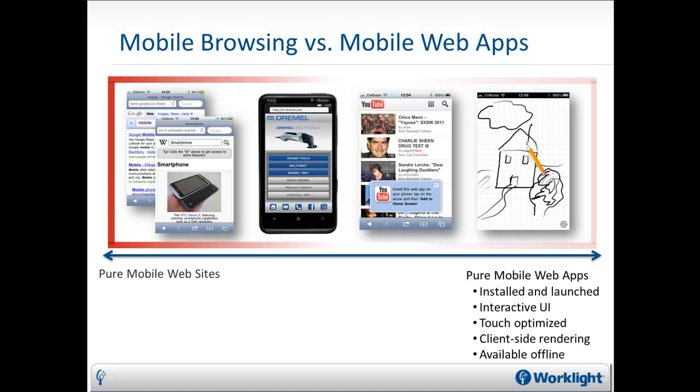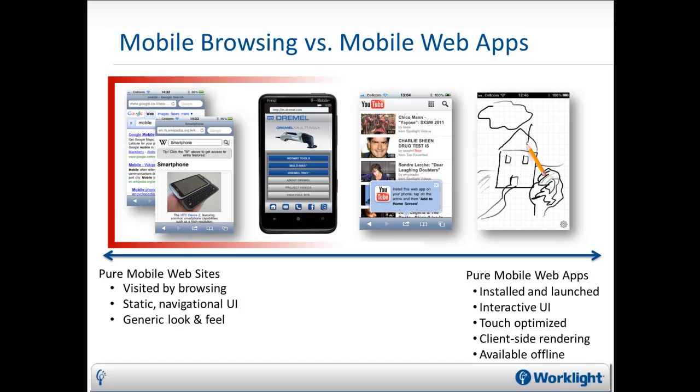On the other extreme, we have what we might call pure mobile web sites. The user visits them by typing a URL into the browser or clicking a hyperlink. They have a navigational UI, which means that visitors mostly navigate between pages that display static data. The pages have a generic look and feel, so they really look like web pages.